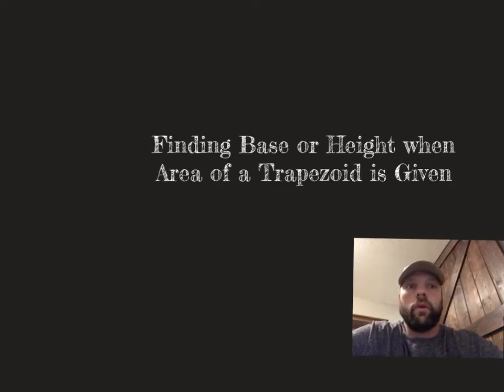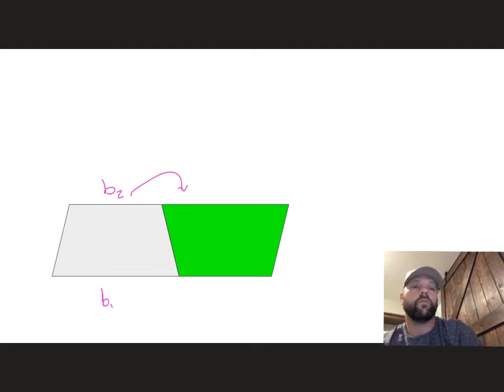In today's video, we are going to find the base or the height of a trapezoid when the area of the trapezoid is given. One of the first things I want to point out is I have my original trapezoid here, and then I have taken it and rotated it over to become this. So I have my base 1 and this is base 2. Base 2 becomes right here and base 1 is right there.